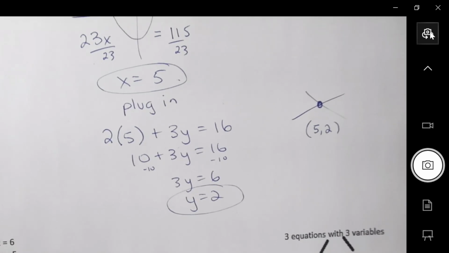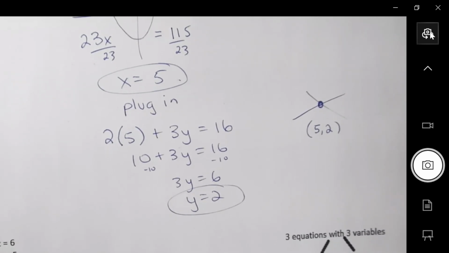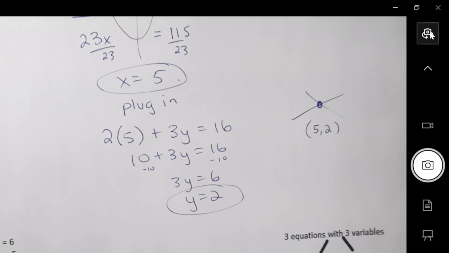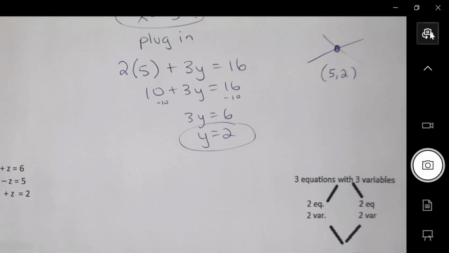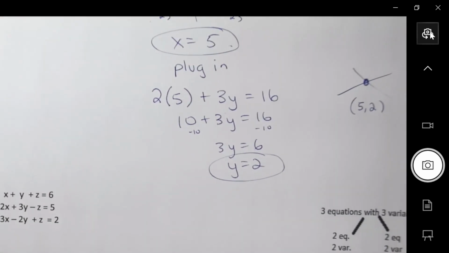Okay, so in grade 11, we're going to do that, but we're going to up it a notch. So here's the grade 10. We did 2 equations with 2 variables. So in grade 11, we're going to do 3 equations with 3 variables. No.